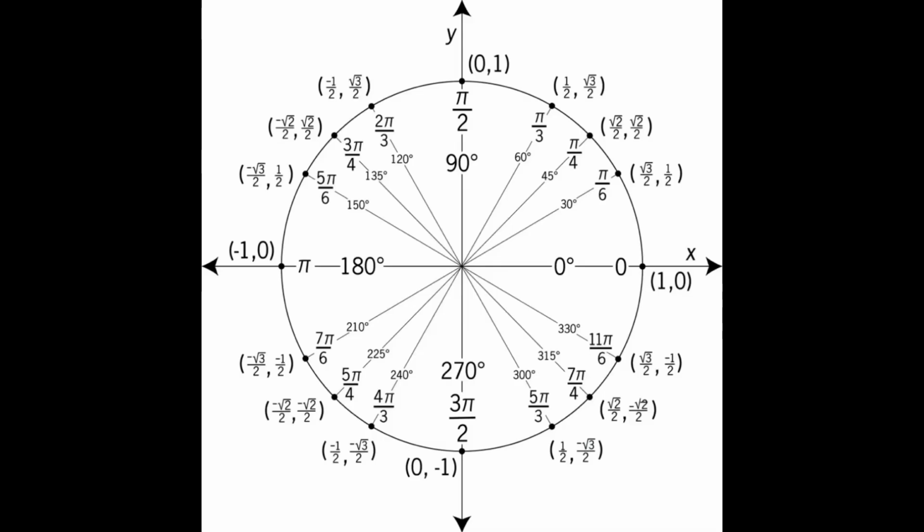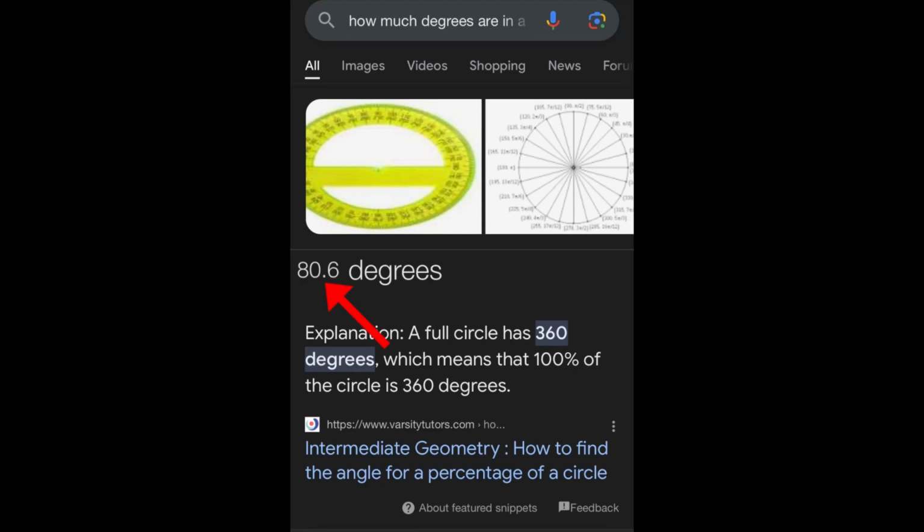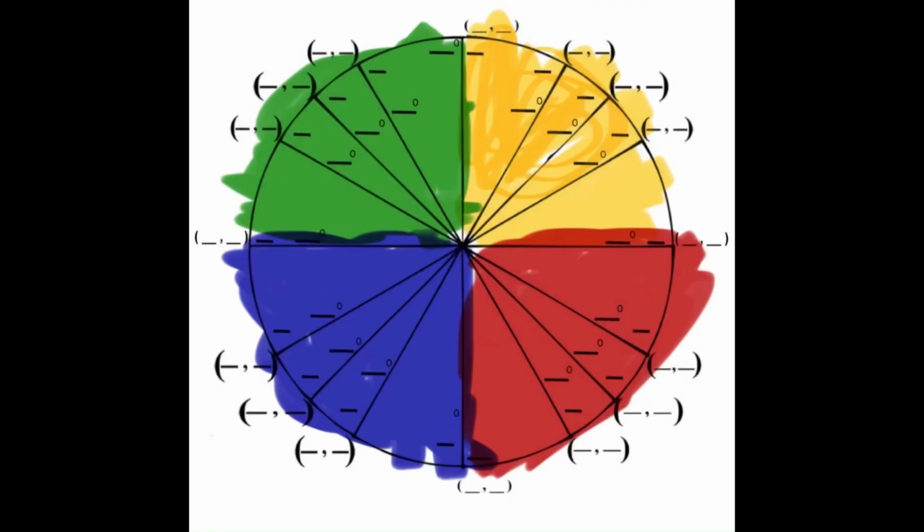Now instead of trying to memorize this entire thing, we can break it up into 4 sections. As we know, a circle is 360 degrees. So this first yellow section is 0 degrees to 90 degrees. Then the next is 90 to 180 degrees. Then 180 to 270 degrees. Then 270 to 360 degrees.